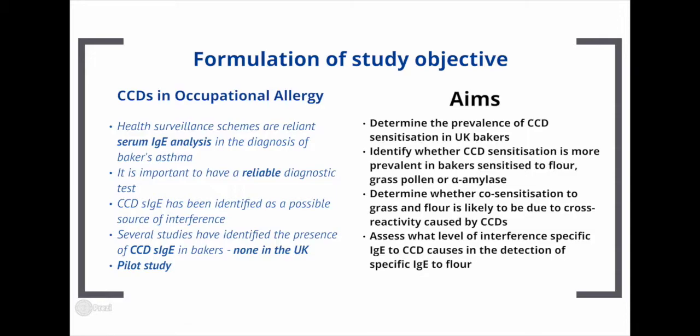We set out to determine the prevalence of CCD sensitisation in UK bakers, to identify whether CCD sensitisation is more prevalent in bakers sensitised to flour, grass pollen and alpha amylase, to determine whether co-sensitisation to flour and grass is likely to be due to cross-reactivity caused by CCDs, and finally, to assess what level of interference, if any, specific IgE to CCDs causes in the detection of specific IgE to flour.